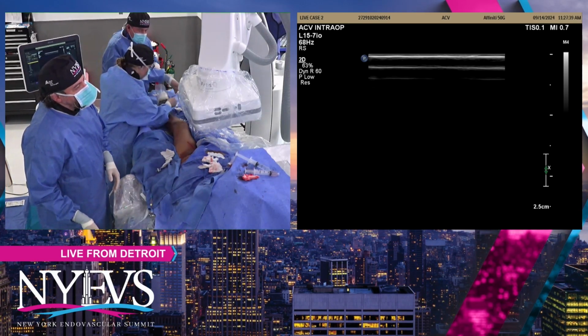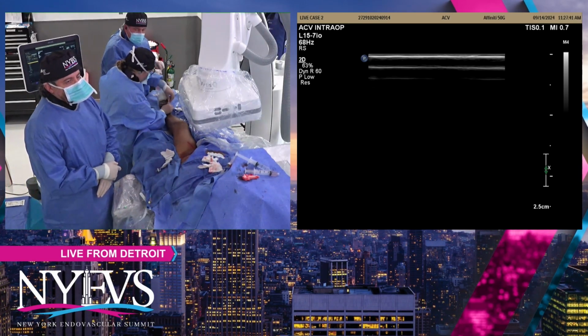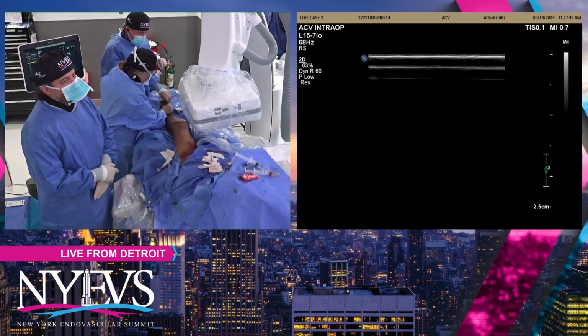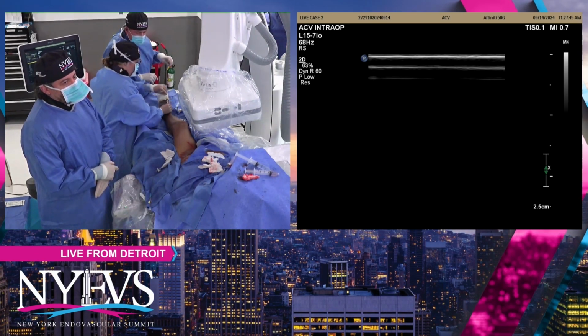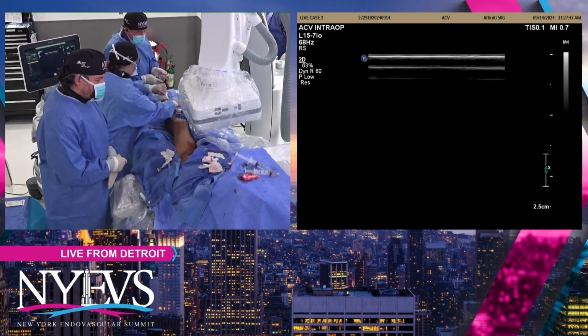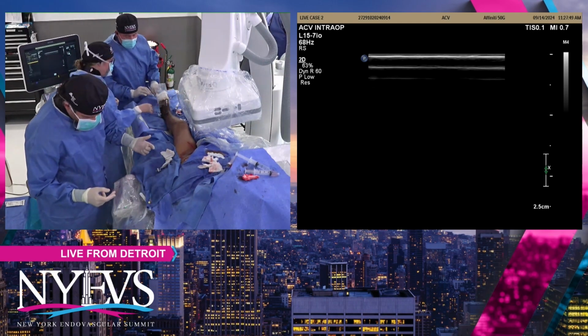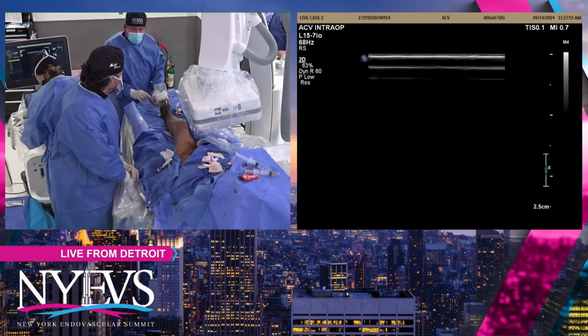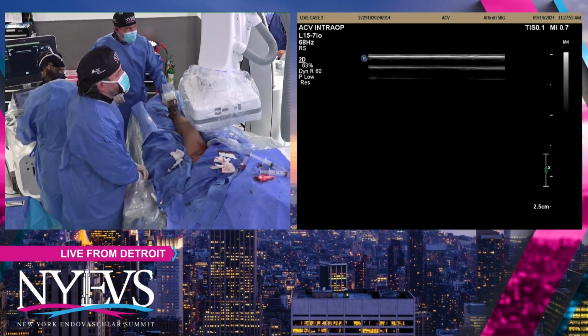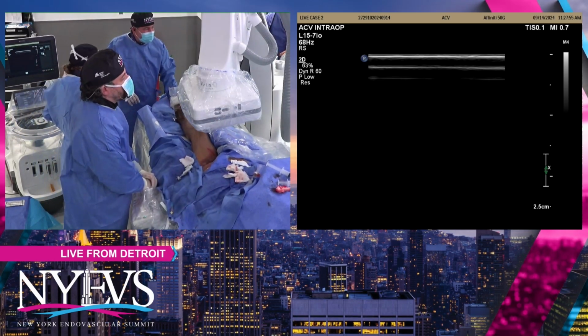Wait, Miguel got pedal access with fluoroscopy? He accessed the distal popliteal artery using fluoroscopy. All right, so I got to shame him on that after the procedure. That's how you get a fistula. We want our fellows to learn ultrasound. Just joking, guys.